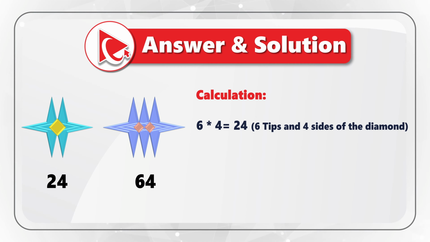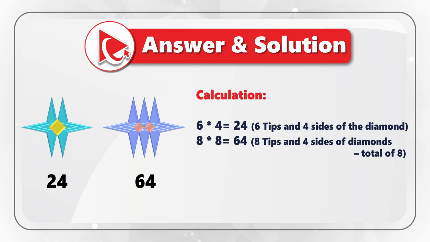Let's count the tips. We have 8 tips on the purple stars. 1, 2, 3, 4, 5, 6, 7, and 8. And we have 8 sides of the diamonds because there are 2 diamonds there. 8 multiplied by 8 equals 64. That's how the number was calculated.